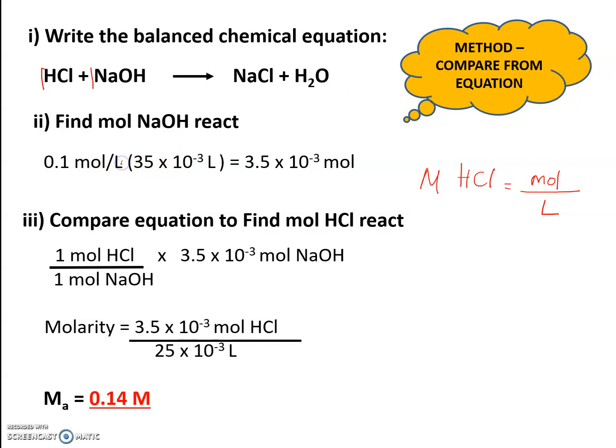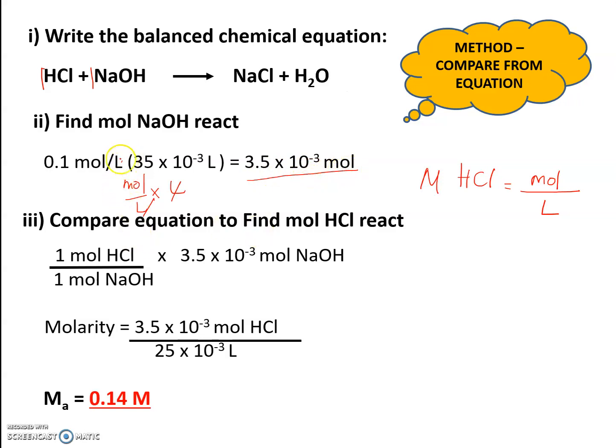So we can find the number of moles from the unit mole per liter times the volume of titrant. So you can find moles. Okay, so 0.1 molar times 35 ml, changed into liters, times 10 to the power negative 3. So the number of moles of sodium hydroxide is 3.5 times 10 to the power negative 3 mole.